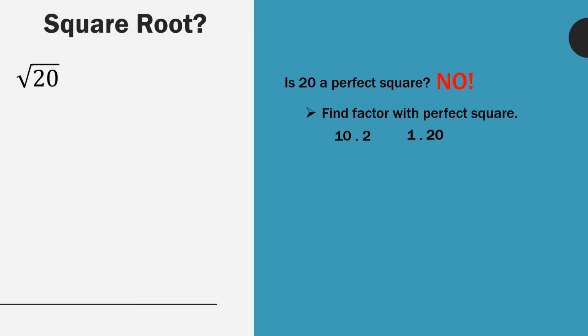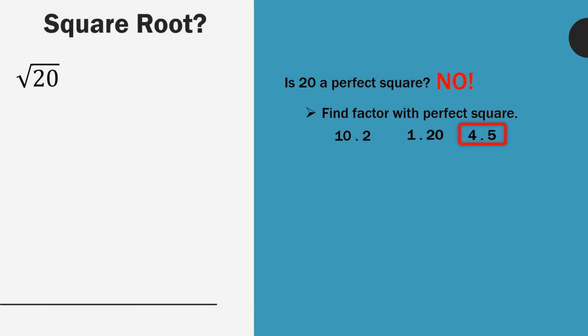Next, 1 times 20. Is 1 a perfect square? Though 1 times 1 is still 1, we don't consider it anymore, okay? And 20, is 20 a perfect square? Definitely not. That's why we look for factors. So what other factor of 20 has a perfect square? Okay, 4 times 5. If we multiply 4 times 5, the result is 20. So we will use this factor to replace our 20.